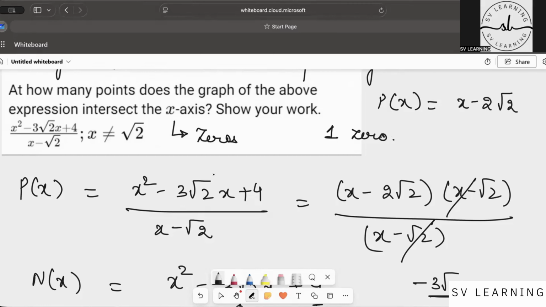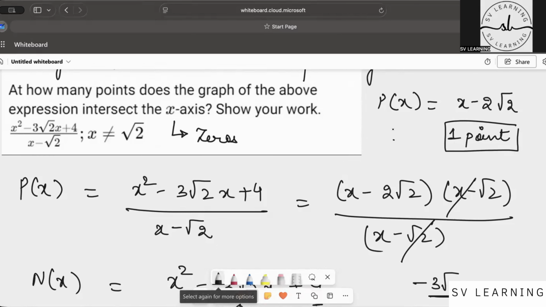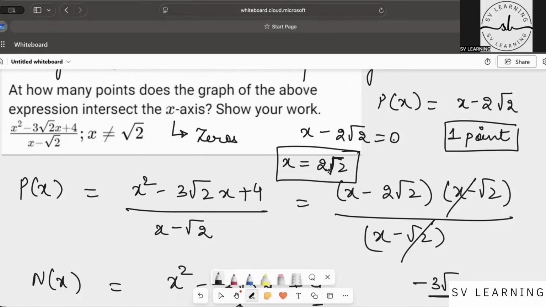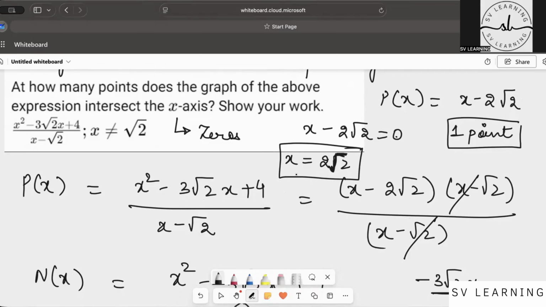So at how many points does the graph intersect the x-axis? It will be at 1 point. And let's say if they ask you what that point will be, we can definitely substitute this x minus 2 root 2, equate it to 0, to get x as 2 root 2. So basically the question is simplified. We got the zero as 2 root 2 and we know that it's a single zero. So it will be only one point where the graph of this expression will intersect the x-axis.